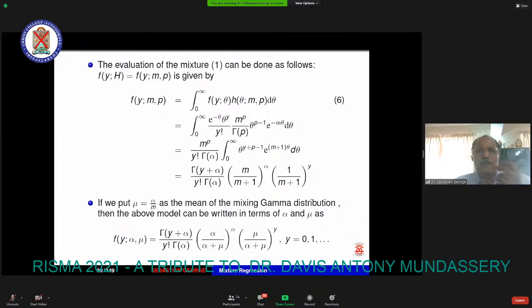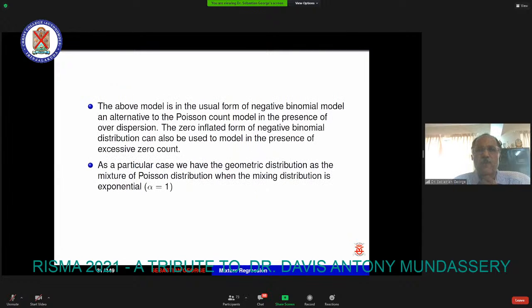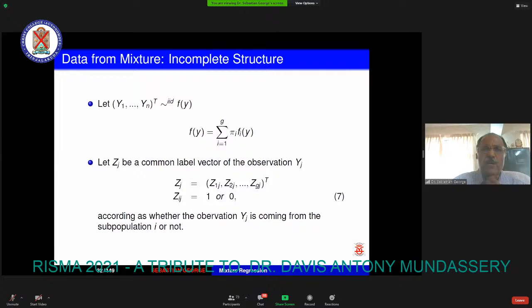These are some other technical things. I told you many of the distributions you can treat as mixture probability density functions, and this is not our basic concern, I mean, the crux of the talk. So I'm skipping those things.